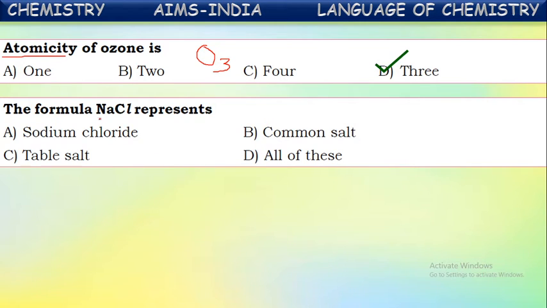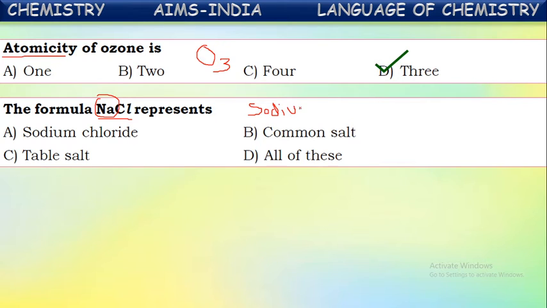The formula NaCl represents, I told you directly the name, sodium chloride. The formula NaCl represents sodium chloride. How do we say? This comes under first type binary compound, meaning the compound which contains one metal ion and a non-metal ion. So these are called type 1 binary compounds. While naming the binary compounds like this, first we write the name of the cation. What is cation here? Na plus, representing sodium.